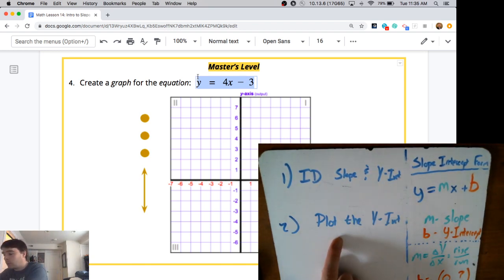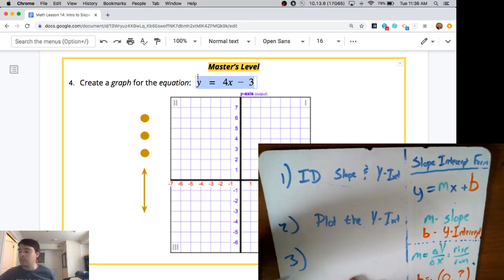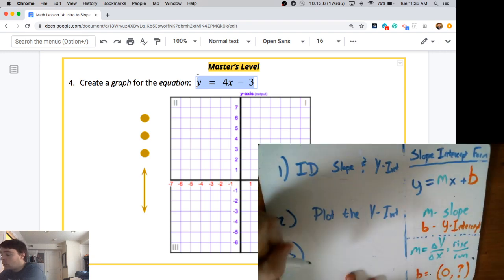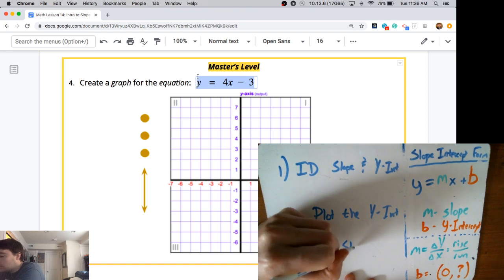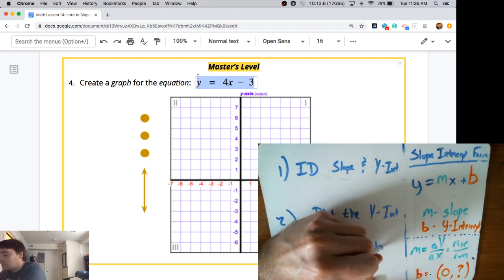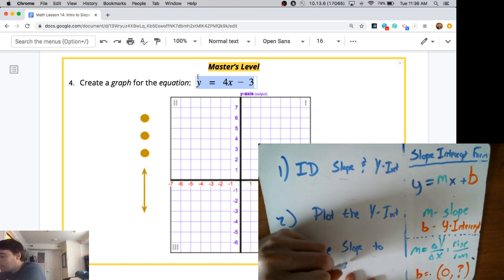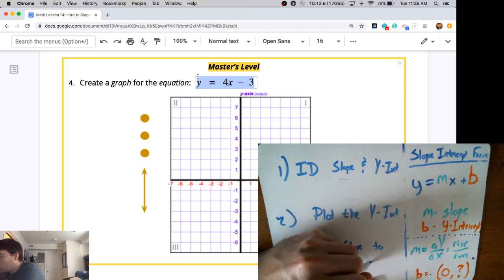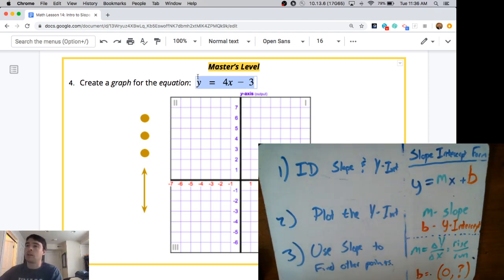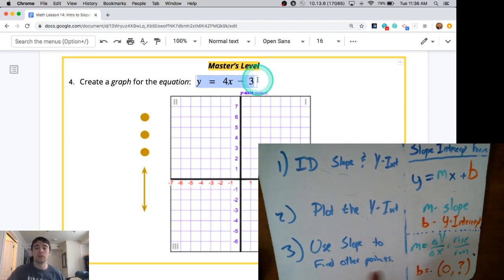I identify the y-intercept, I put that right on the graph because it's easy to find. And then the third thing I'm going to do, once I found the y-intercept, is use the slope to find other points. We'll say more about that when we get there, but you start at the y-intercept and you use your slope to figure out where the other points for the graph would be.